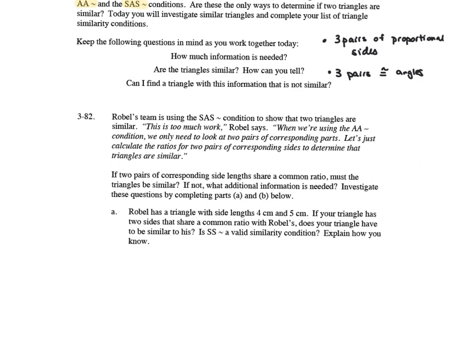Okay, so keep the following questions in mind. How much information is needed? Are the triangles similar, and how can you tell? And can I find a triangle with this information that is not similar?